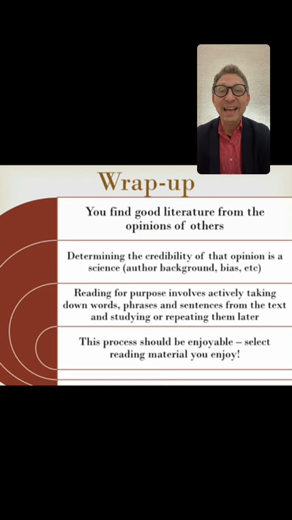Determining that is a science. You can look it up. You don't have to trust the opinion. You can look at the author's background, their achievements, and what others say. So you can actually determine whether it is trustworthy or not. Number three, reading for purpose involves actively taking down words, phrases, and sentences, and then repeating them later.